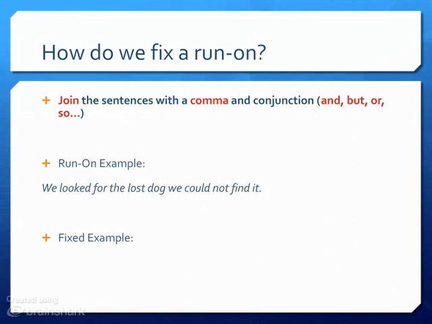Here's an example of a run-on. We looked for the lost dog. We could not find it. Notice there's that big pause in the middle of the sentence right in front of we. So in order to correct this sentence, we're going to join the sentence with a comma and a conjunction. Here's our fixed example. We looked for the lost dog, comma, but we could not find it. So we added the conjunction and a comma in the middle to make this now a complete sentence and no longer a run-on.